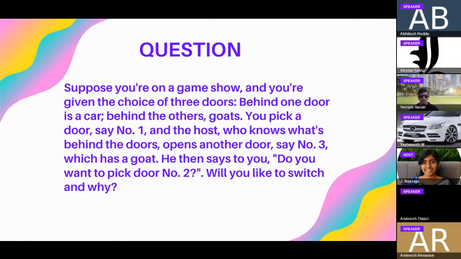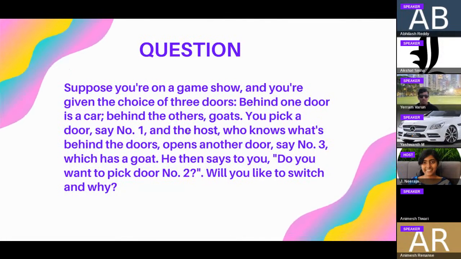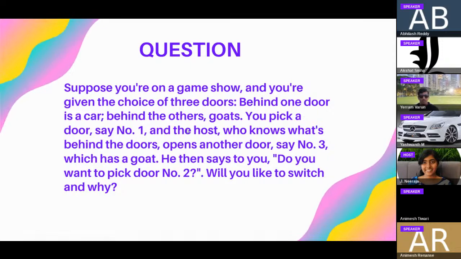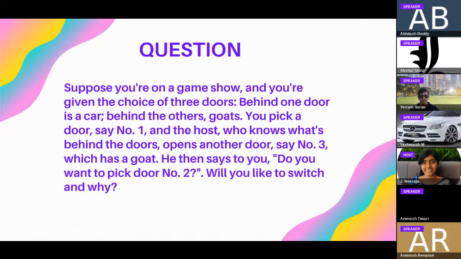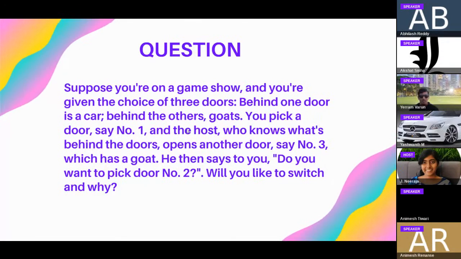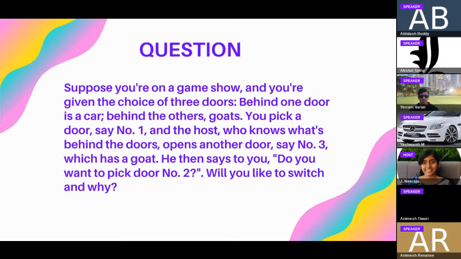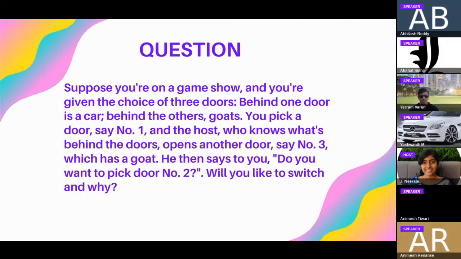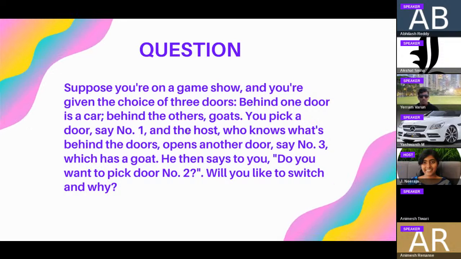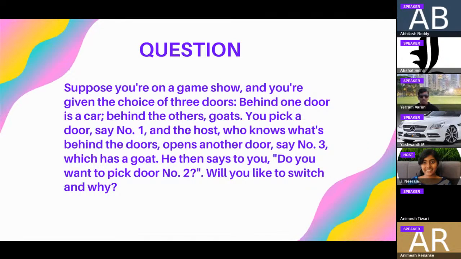Okay. So another question time, and in this one, we are back to maths. Apart from P versus NP, there are some other famous problems also. So this one is the classic Monty Hall problem. Suppose you're on a game show and you're given the choice of three doors. Behind one door is a car, behind the others goats. You pick a door. You have to find out which door conceals the car, and if you do, you get the car.